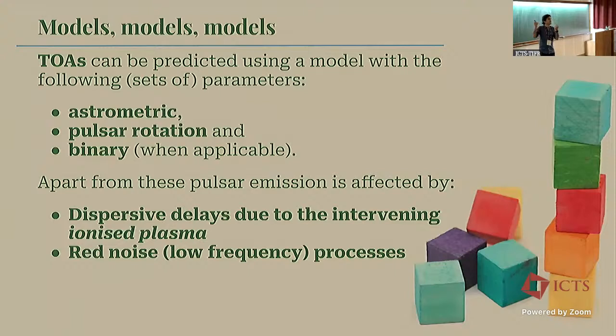Apart from these big giant blocks, you also need to factor in that radio emission from the pulsar passes through the ionized interstellar medium and reaches us. It will undergo frequency dispersion, so higher frequencies will arrive slightly before lower frequencies. That needs to be corrected for, and that's the dispersive delay. Apart from all of these, there could be other stochastic low frequency processes which gradually change the time of arrival over spans of years to tens of years. And that's what red noise processes refers to.